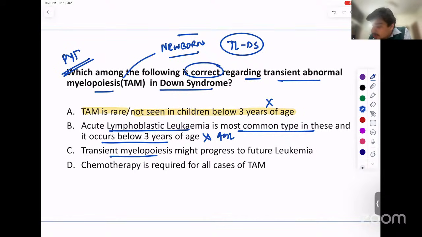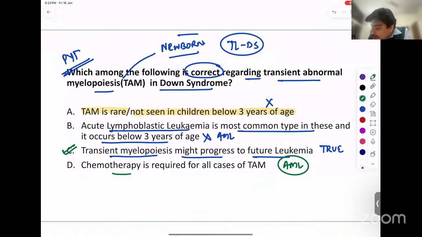Transient myelopoiesis might progress to future leukemia. This is true, and hence the correct answer to this question will be option C. Yes, there is a chance, around 20-25%, that a child who had TAM will later in life transform into AML.